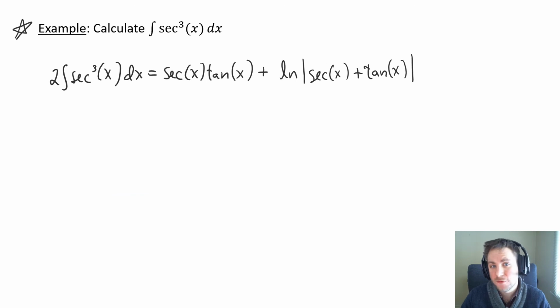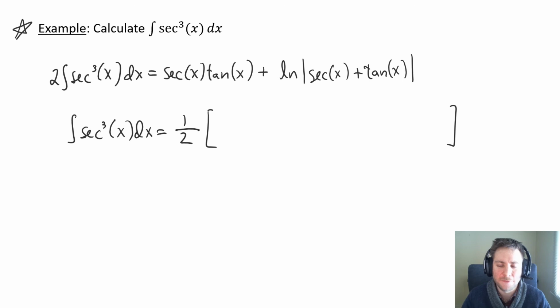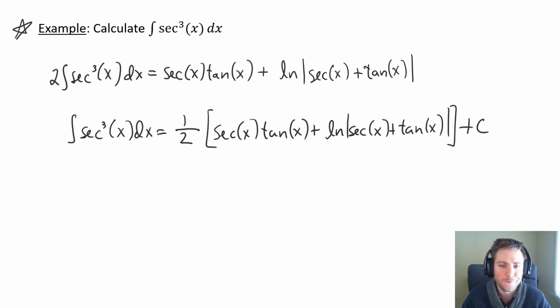Now that we've come this far, all we need to do is divide both sides by 2 to solve for the integral that we want. I'll choose to represent that as multiplication by a half in this case, just for cleanliness. After that, don't forget to include the plus c at the end, and you're done.